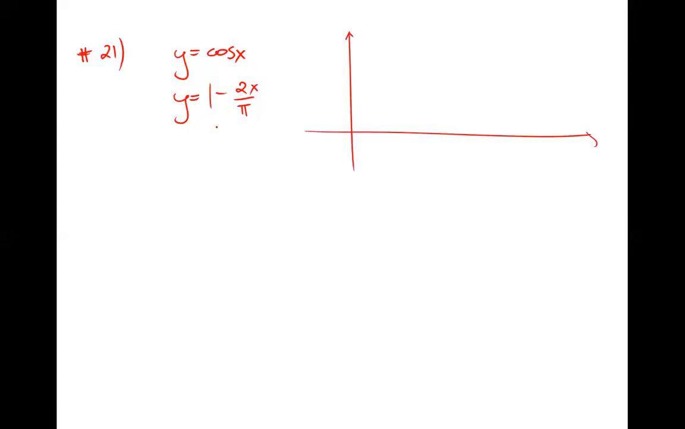Question number 21. We do have the curve cosine of x, and the second curve is 1 minus 2x over pi. Okay, that's question 21. Again, it will not be easy to find the points of intersection of a trigonometric function and an algebraic function. But the cosine function looks like this one. That's pi. That's 0. That's actually pi over 2. I'm sorry, this is pi.